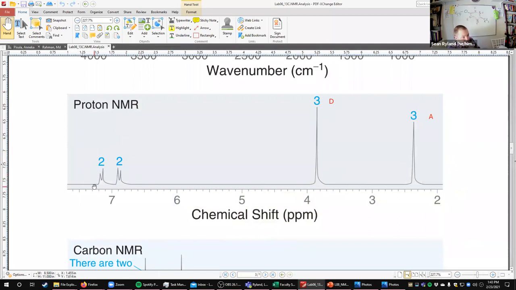And then C and B are going to be both up in the aromatic region. And if you can tell the two signals apart, we can use the exact same logic and just say, okay, well, the more deshielded must be the ones that are adjacent to the ether. So that's going to be C. And these are going to be B.